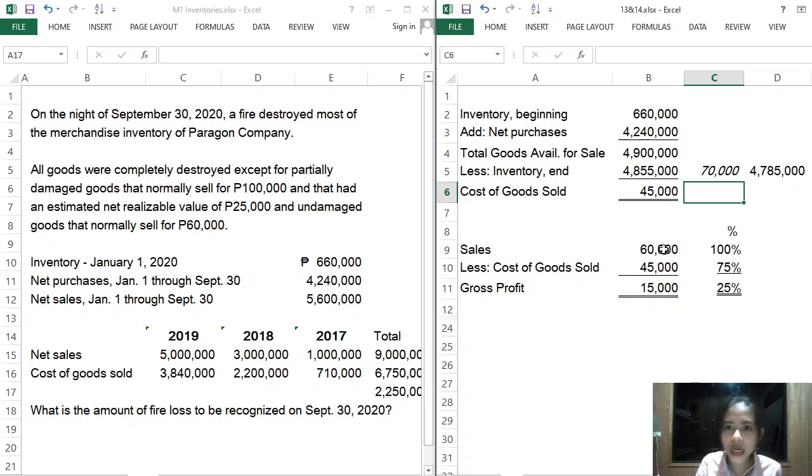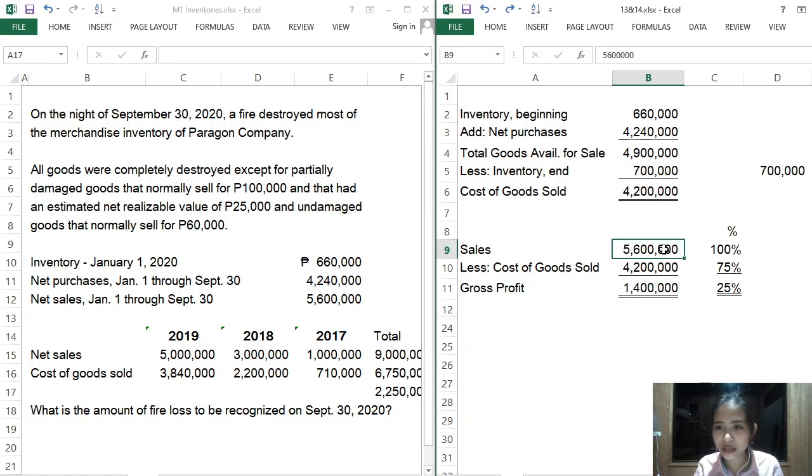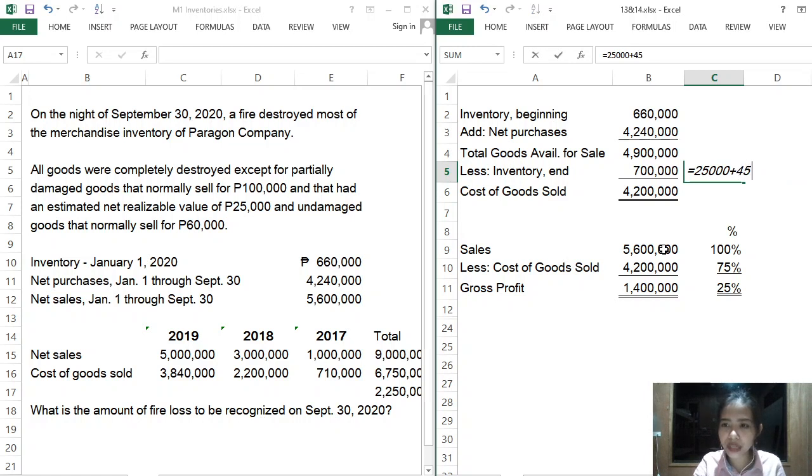Sala, bakit naging 45,000 tong cost of goods sold? Parang ang laki naman. Hindi di ba to 45,000? Sorry. Ay, kasi nakalink kasi to kanina. 4.2. And then, magkano nga ulit yun dito? We have 25,000, right? And 45,000. So, we have 70. Therefore, the difference, which is the estimated fire loss, nasira ng fire, is 630,000.